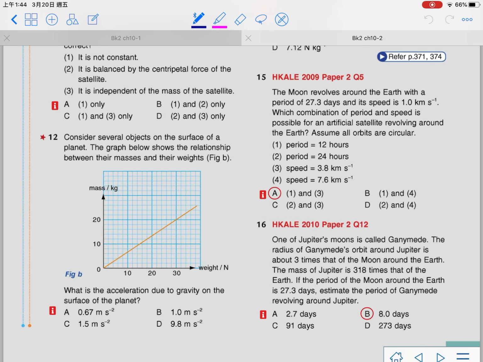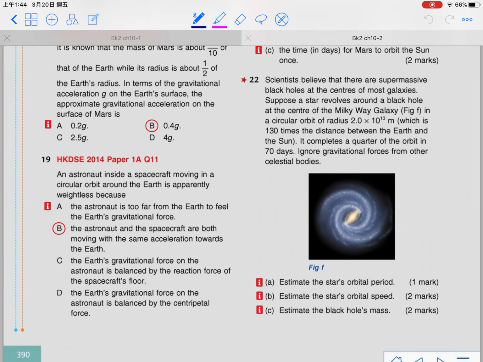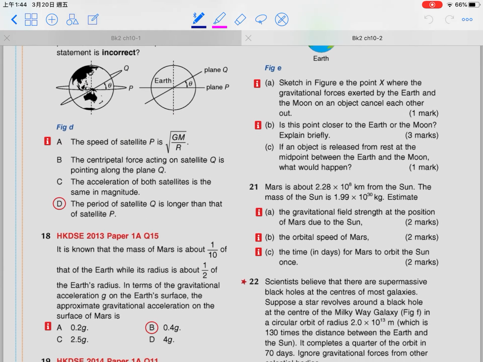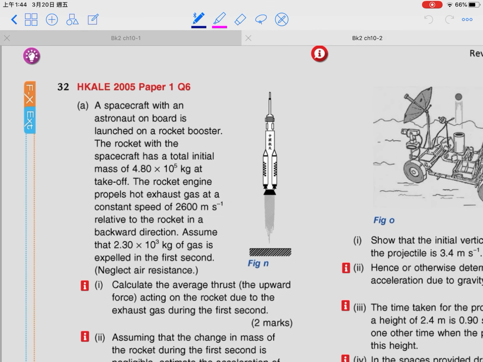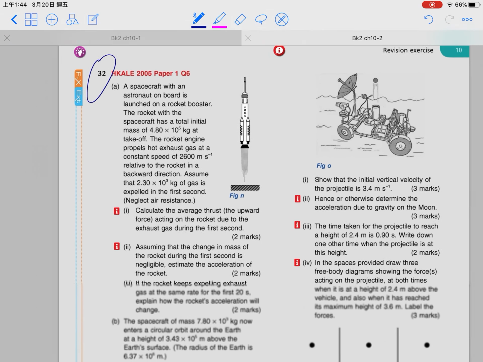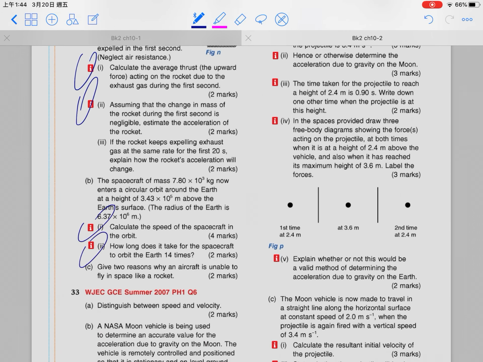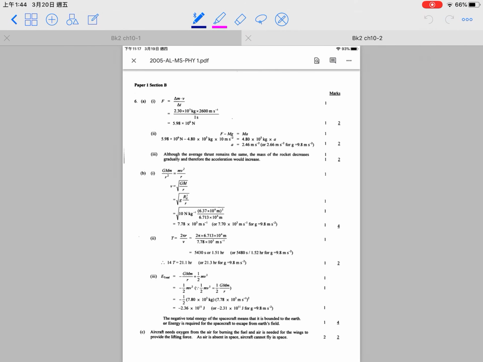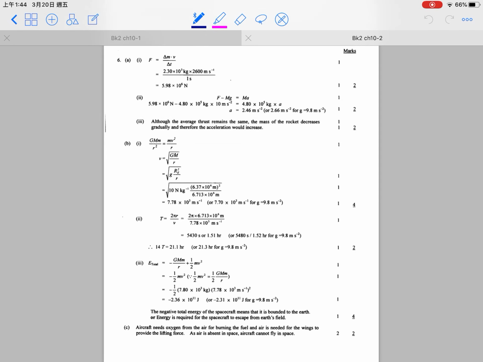I would suggest you try all the past paper MC questions from question 15 to question 19. You can ask me if you have any problem. For the long question, please try question 42. There are some calculations here and explanation. Now you can find the answer here.